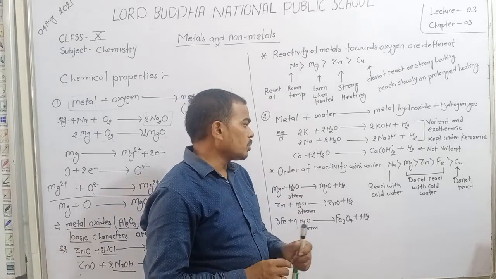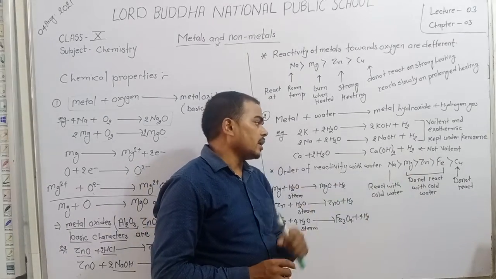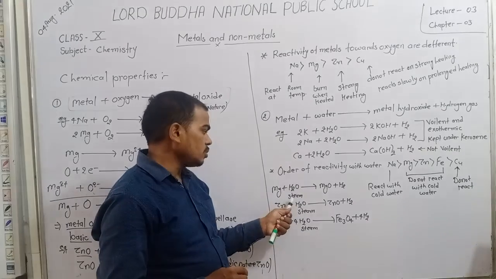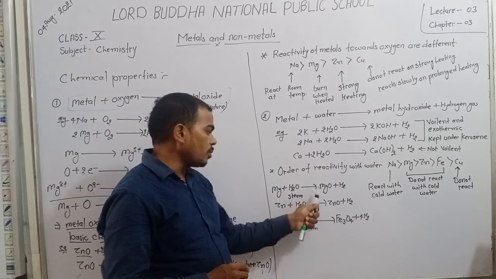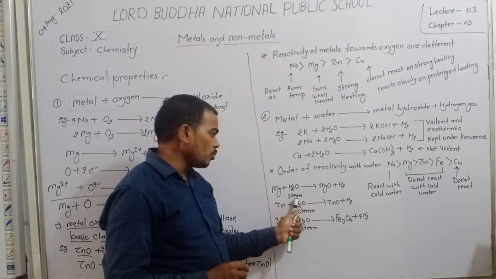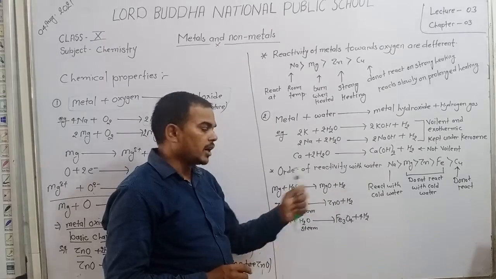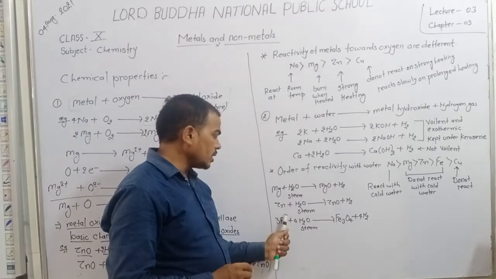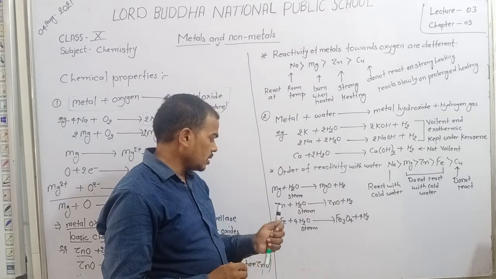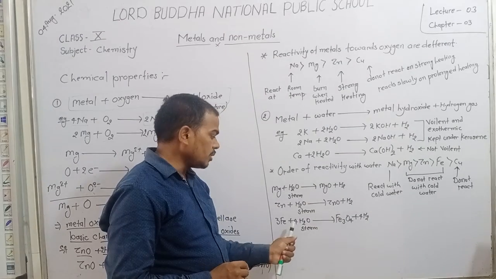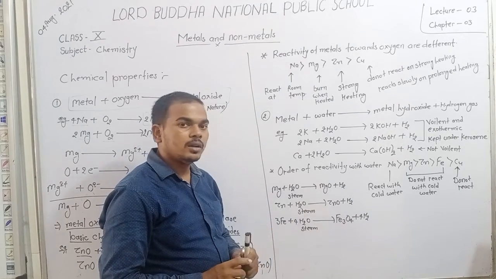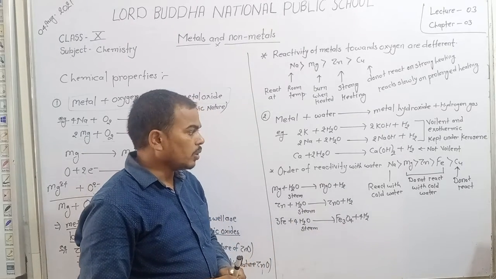Okay. Dear student, when magnesium, zinc and iron react with steam, they form metal oxides. When magnesium reacts with steam, it forms magnesium oxide and hydrogen gas. When zinc reacts with steam, it forms zinc oxide and hydrogen gas. Iron, Fe, reacts with steam and produces ferric oxide and hydrogen gas. I think you understand.